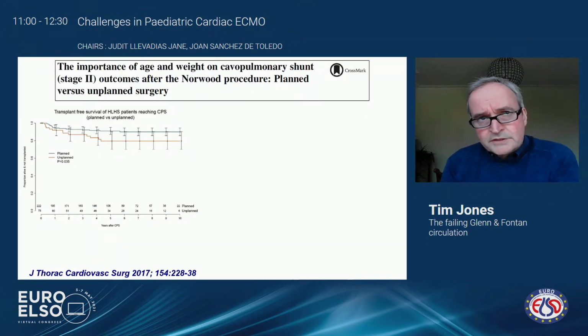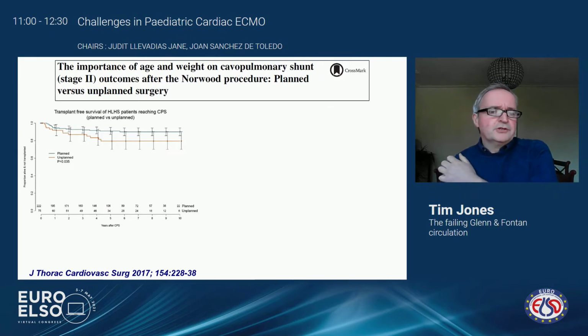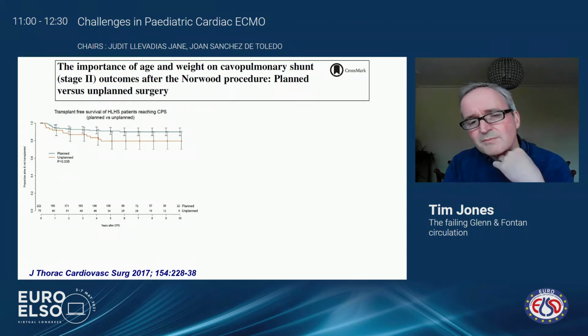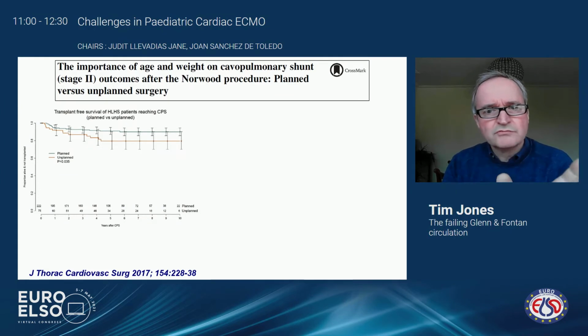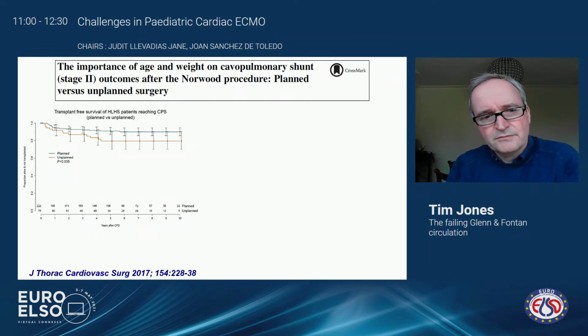We've gone back and looked in our own series. We looked at about 300 patients who had undergone surgery, modified Norwood for hypoplastic left heart syndrome, so pure hypoplastic left heart syndrome, not the tricuspid atresia population, because we wanted to really look at the effect of age and weight on outcome, and also planned versus unplanned timing of the Fontan.